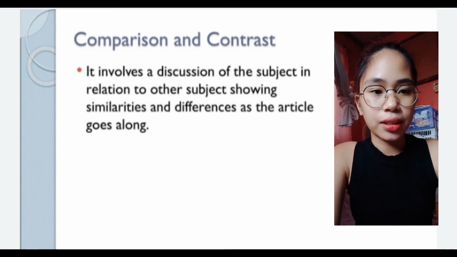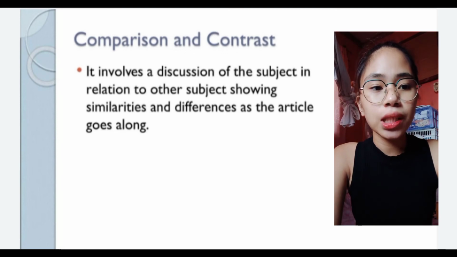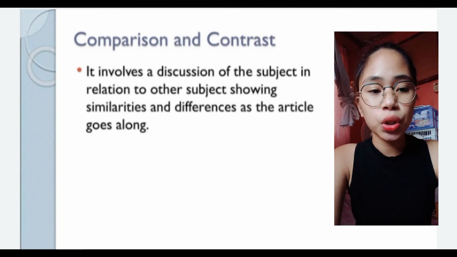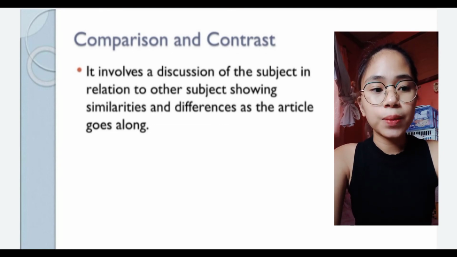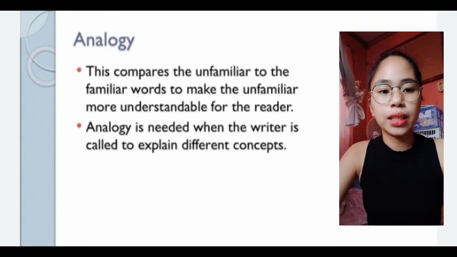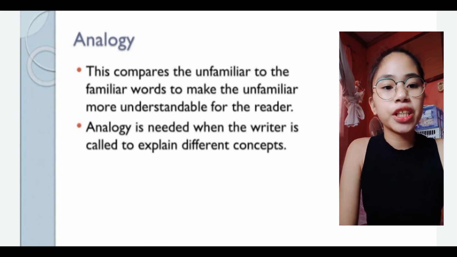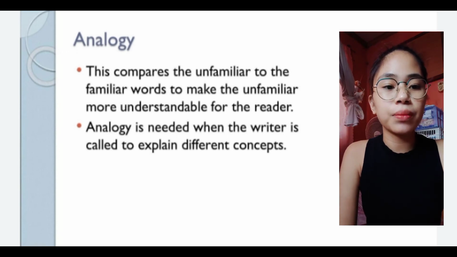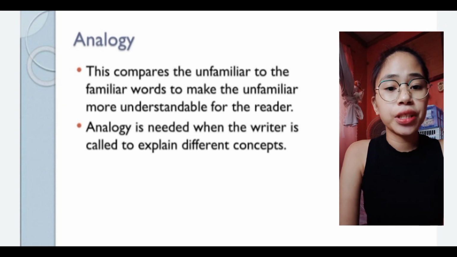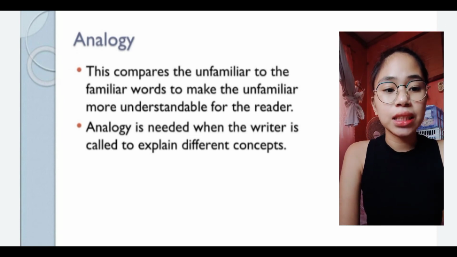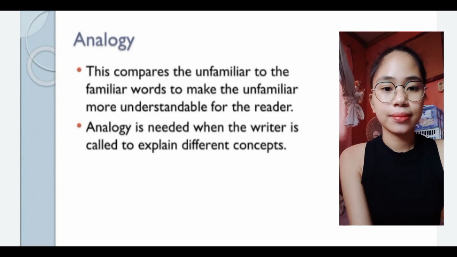Cause and effect explains a condition by tracing it to what produced it, or by showing what effect it will produce. This discusses the reason why something is true or shows the result of some peculiar events or state of mind. Analogy compares the unfamiliar to the familiar to make the unfamiliar more understandable for the reader. Analogy is needed when the writer is called to explain different concepts.